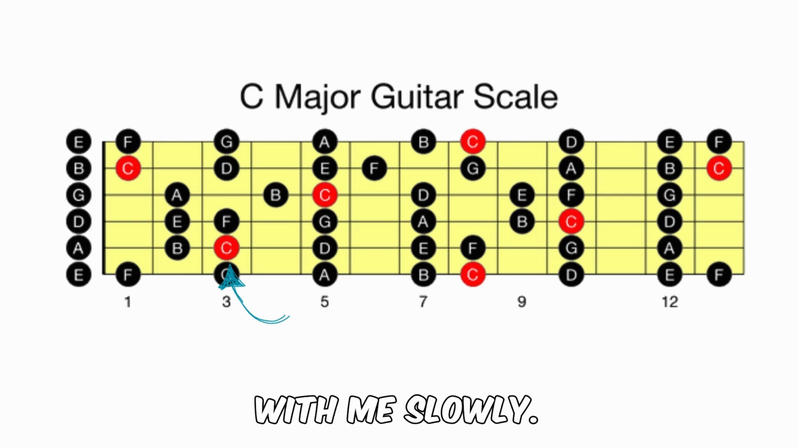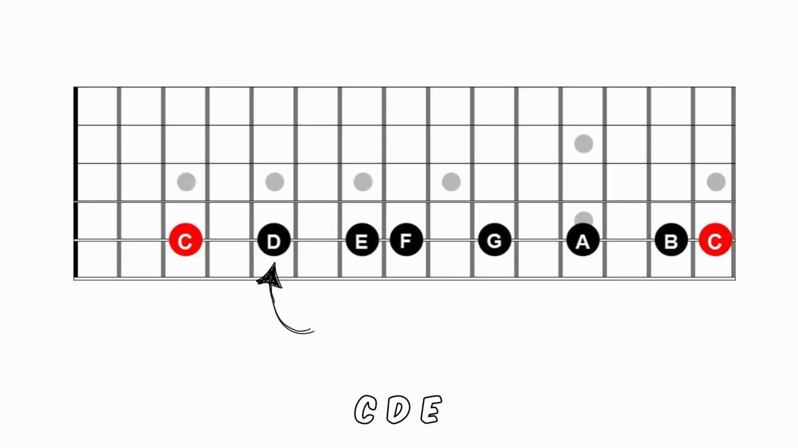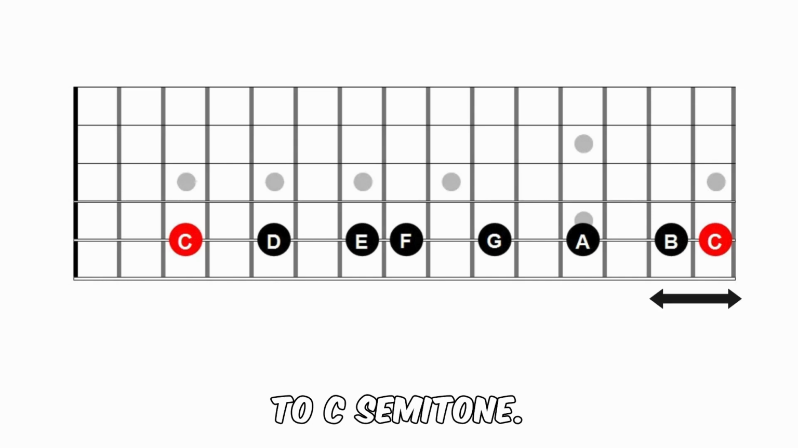Now, play this with me slowly. C, D, E, F, G, A, B, C. You can follow this pattern: C to D tone, D to E tone, E to F semitone, F to G tone, G to A tone, A to B tone, and last B to C semitone. That is the major scale formula using tones and semitones in action.